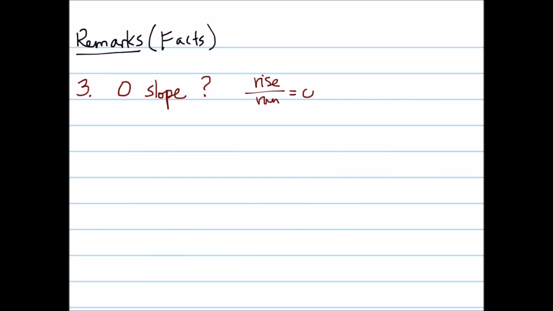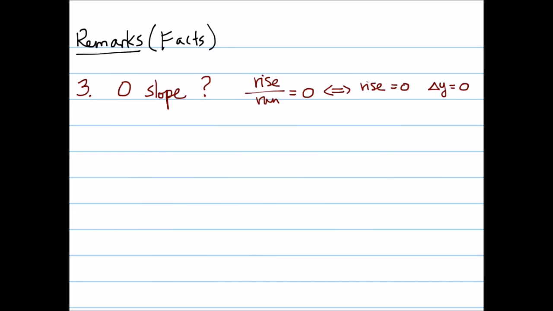Well, this equation is equal to 0 if and only if the rise portion is equal to 0, because a fraction can only be equal to 0 if the numerator is equal to 0. Well, if the rise portion is equal to 0, that means there is no vertical change. So the change in the y value is equal to 0.